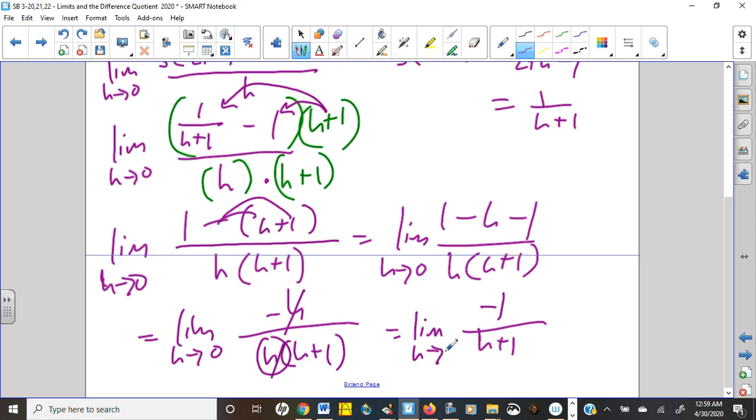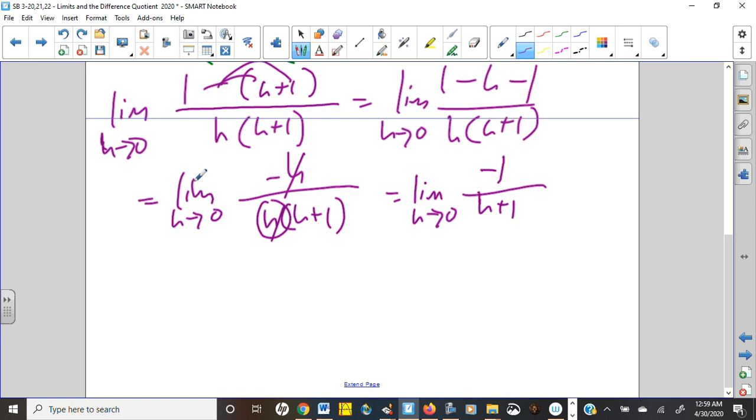So I can finally do my evaluation slash substitution step. Let's do it. I'm going to get negative 1 over 0 plus 1, which is just negative 1 over 1. Negative 1. There is your tangent slope.